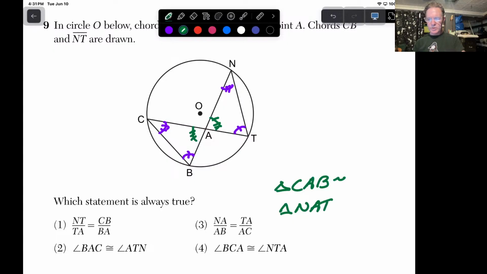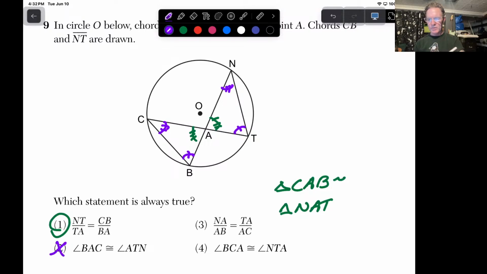All right, so we can just again map up which ones of these work out. So let's take a look. NT, that's the first and the last, and TA, that's the last two. Does that map to CB and BA? Yeah, those actually line up. So this one's correct. Let's look at the other ones. Is BAC congruent to angle ATN? No, BAC would be congruent to TAN. So that one's out.